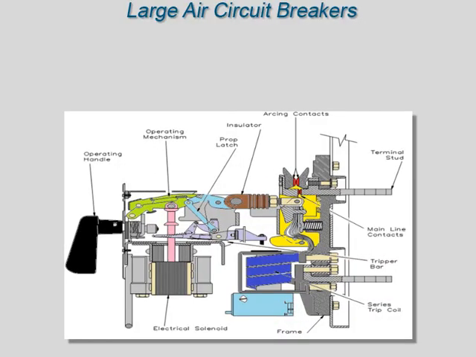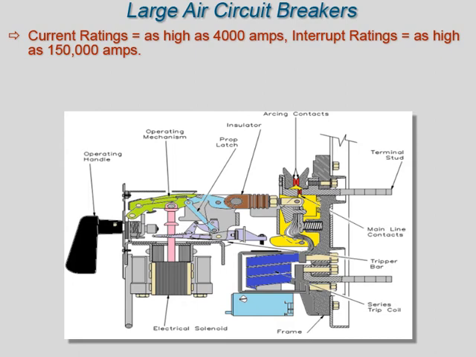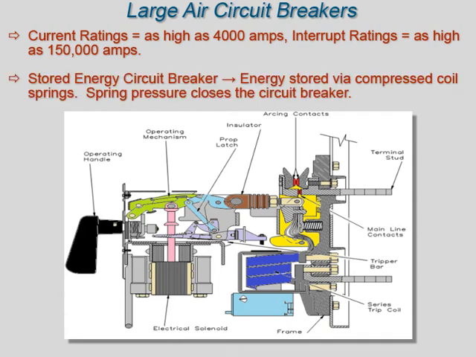Commercial and industrial systems use very large air circuit breakers that have current ratings as high as 4,000 amps and interrupting ratings as high as 150,000 amps. Most of these large air circuit breakers are electrically operated, stored energy circuit breakers, where energy is stored by compressing large powerful coil springs that are attached to the contact assembly of a circuit breaker. Once compressed, the latch may be operated to release the springs, and spring pressure will close the circuit breaker.